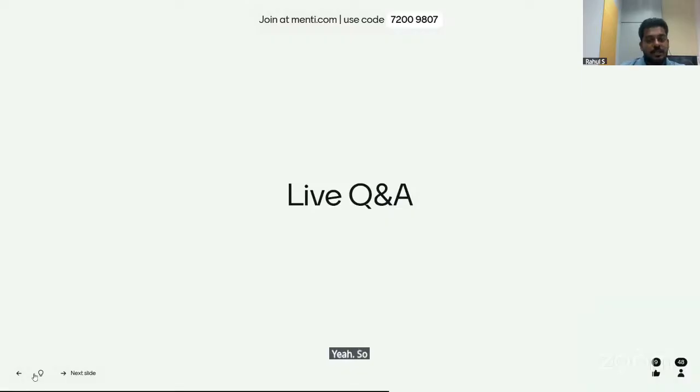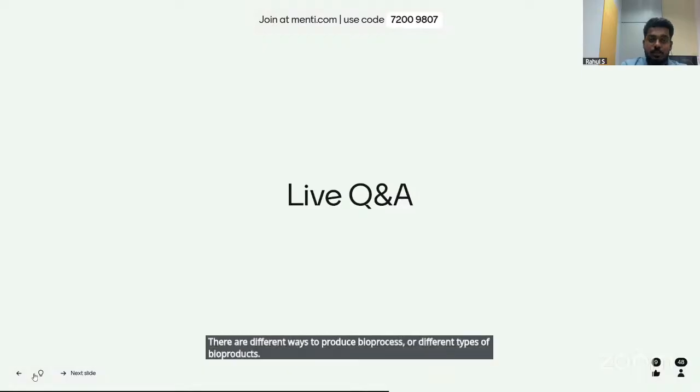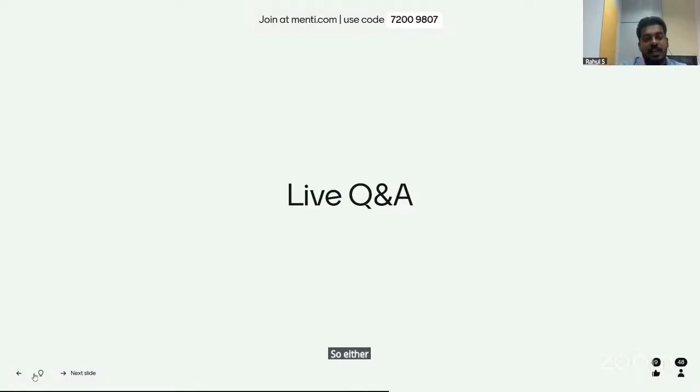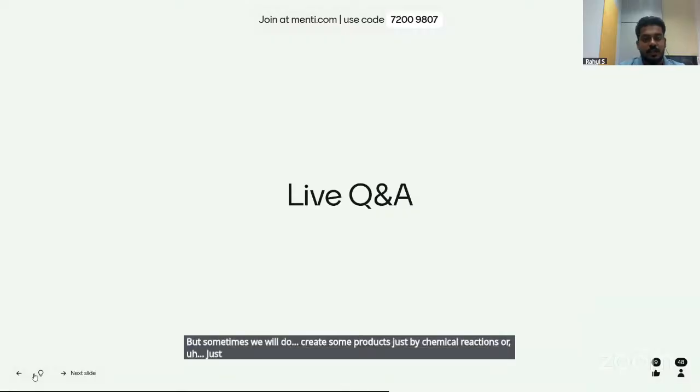Like Varshini asked, that's a nice question. She herself explained that there are different ways to produce different types of bioproducts. Either the whole cell can be a product or the cell is producing a product. But sometimes we will create some products just by chemical reactions or just by cutting and shaving. Those are not bioproducts. That's the point we want to make here.